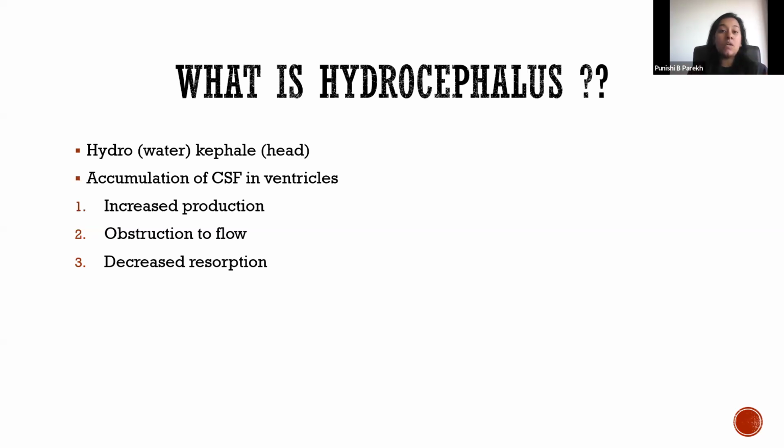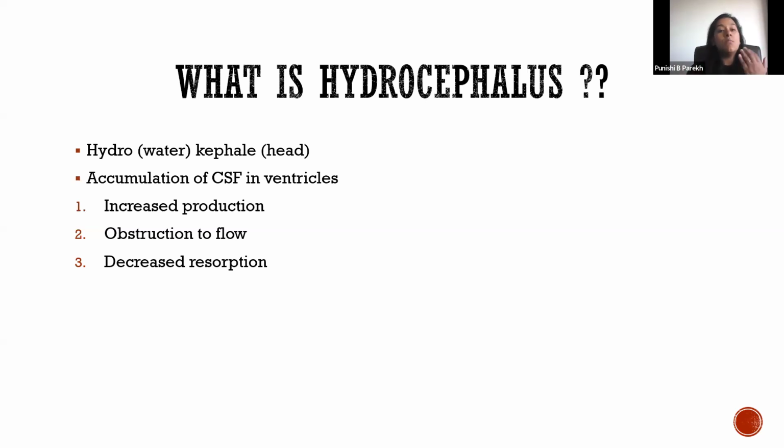Now, basically, when there's an excess of anything, it can be either because of increased production, decreased removal, or an obstruction to the flow in the pathway. So similarly, excessive accumulation of CSF within the ventricles can happen either because of increased production of CSF, or if there's an obstruction to the flow of CSF along the pathway, or if there's decreased removal or resorption of CSF. All of this causes hydrocephalus.